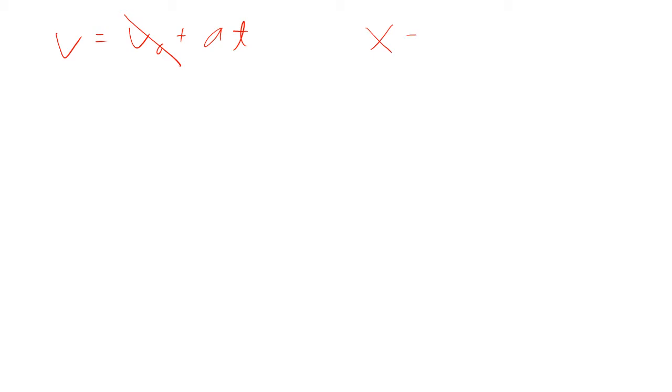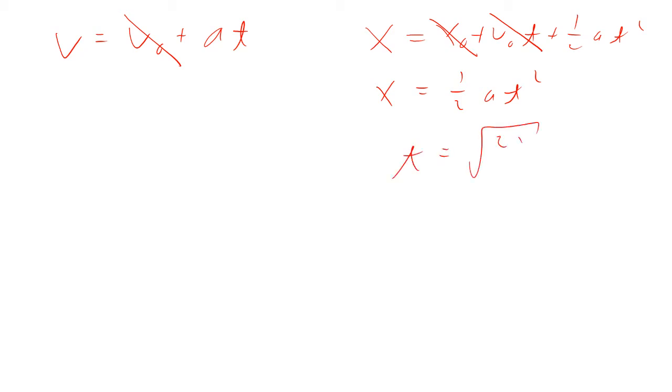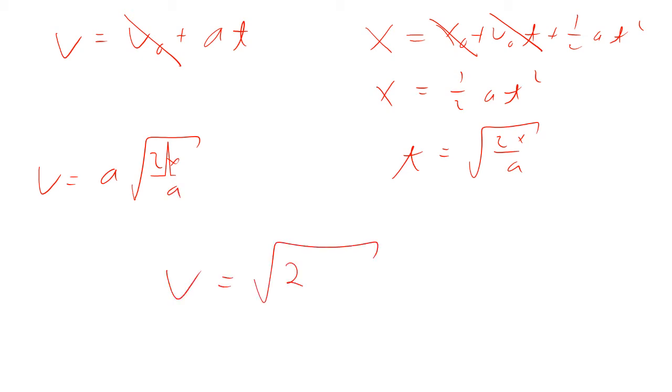So we know that x is x naught plus v naught t plus 1/2 a t squared. Okay, so x is 1/2 a t squared. So that means we could solve for t. t is going to be square root 2x over a. Plug that in up here. So that's a times square root 2x over a. And so the velocity is going to be square root 2xa. Well, that should look familiar. That's all physics 1 stuff right there.